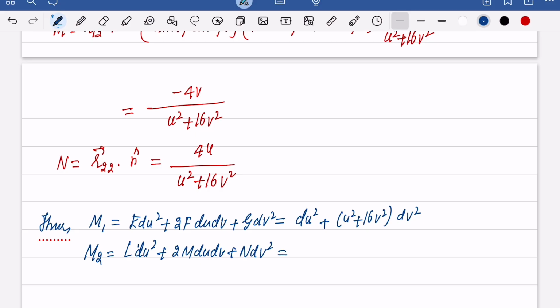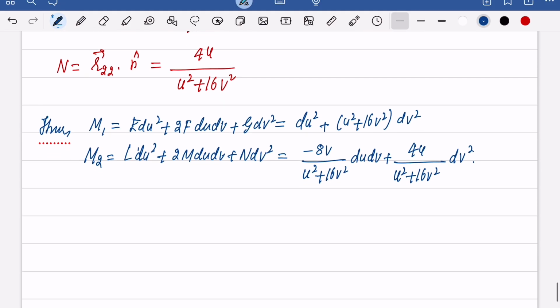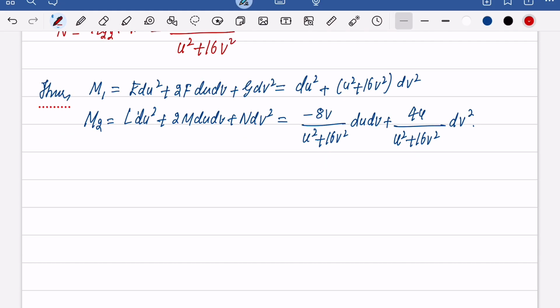Now substituting the values, we get L is now 0 here, and m is equal to this, minus 4v, so this becomes minus 8v divided by u square plus 16v square du dv plus 4u divided by u square plus 16v square dv square. So these are the first and the second order fundamental magnitudes. Now we also leave one exercise here.